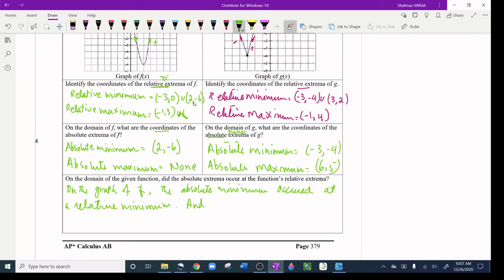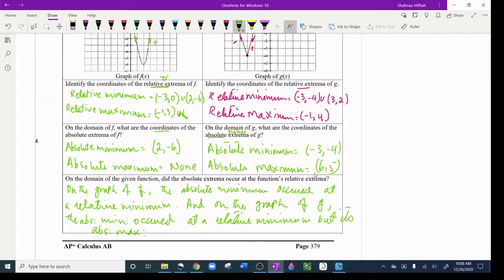And on the graph of g, the absolute minimum occurred at a relative minimum, but its absolute maximum did not. The absolute minimum (-3, -4) occurred at a relative minimum, but the absolute maximum did not occur at one of its relative maximums. Okay, the next question.